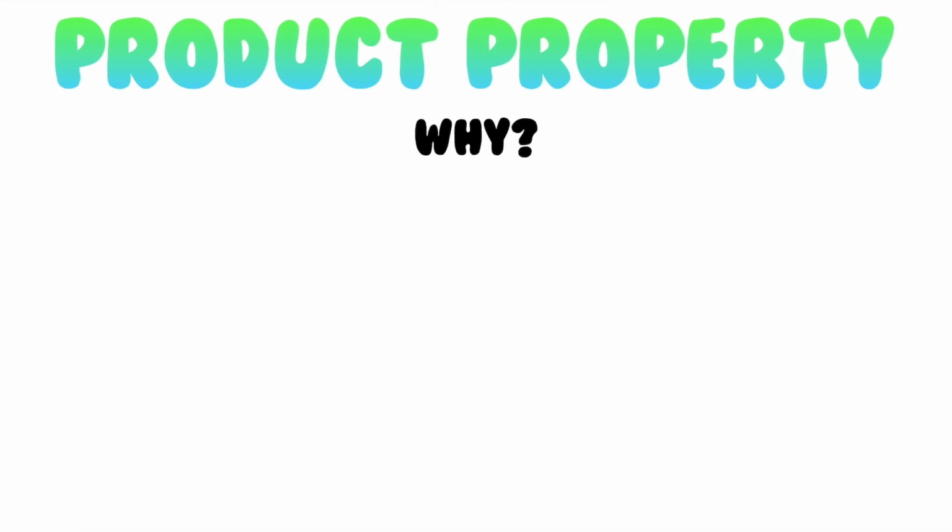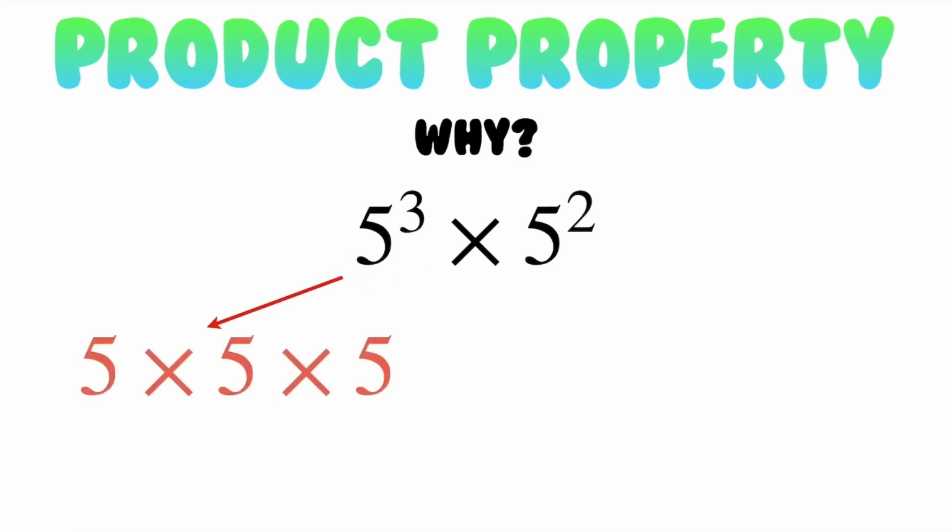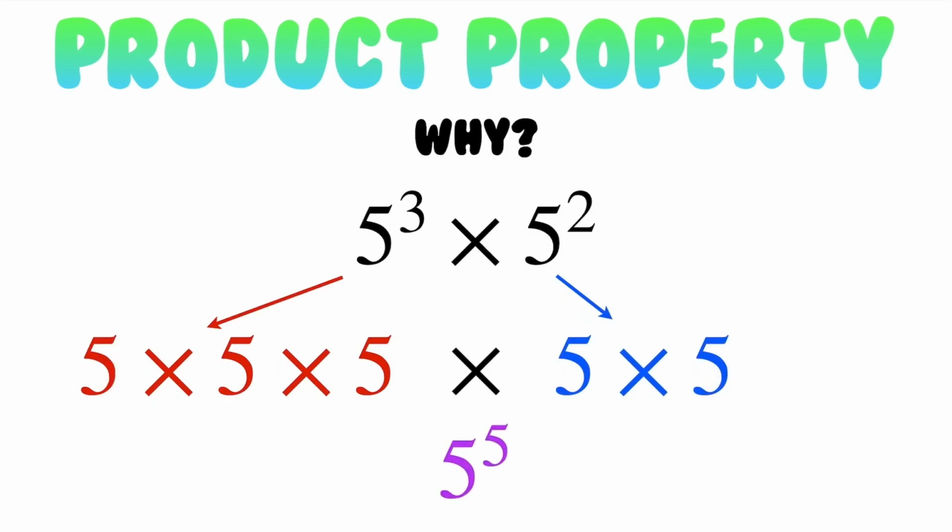And why does this property work? Well, take 5 cubed times 5 squared, for example. 5 cubed is 5 times 5 times 5, and 5 squared is times 5 times 5. So total, you get 5 times itself 5 times, which is 5 to the power of 5. You have 3 here and 2 here.